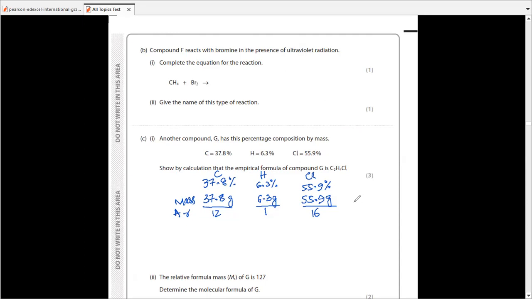The next question is: the relative formula mass Mr of G is 127. Determine the molecular formula of G. Okay, molecular formula.